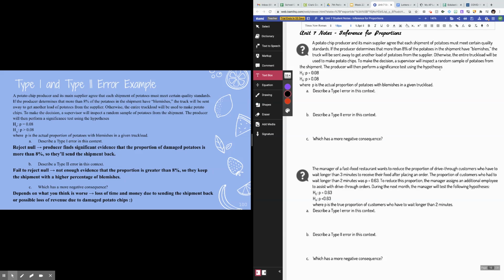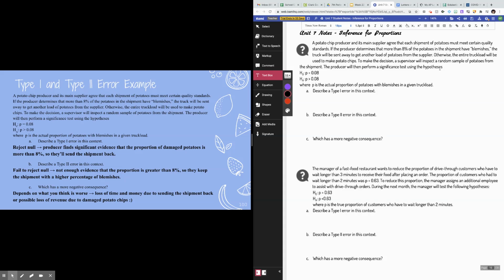So in this scenario, if the producer finds from the sample that more than 8% of the potatoes have blemishes, then they'll assume that most of the rest of the batch is bad or bad enough to be sent back to get another load. Otherwise, the entire truckload will get used to make potato chips.